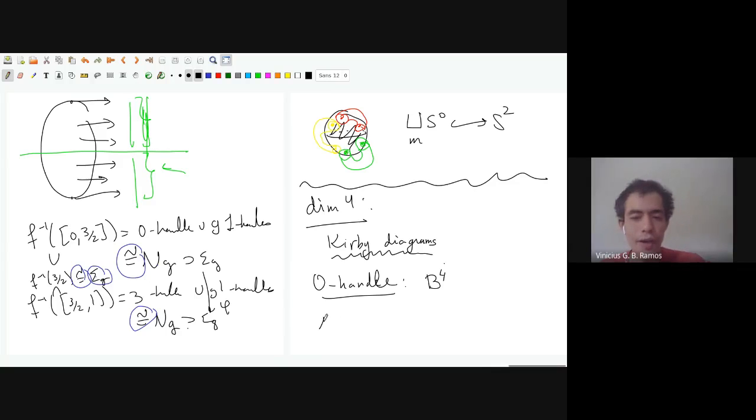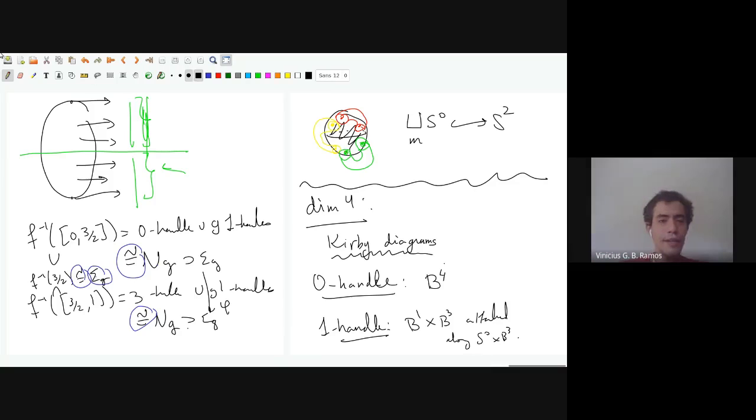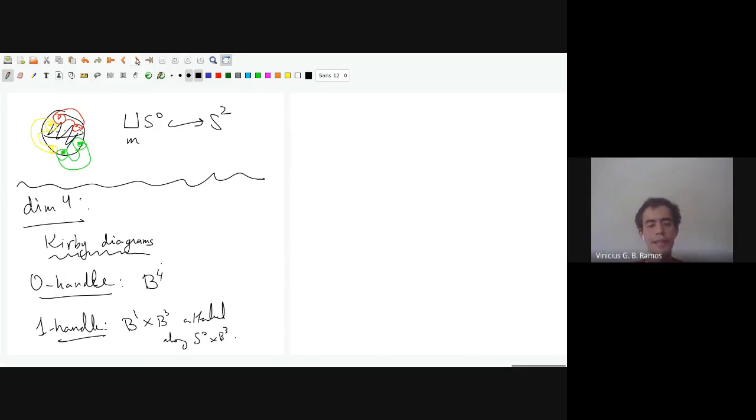So what is a one handle? Well, a one handle is a B1 times a B3 attached along an S0 times a B3. So basically I have to choose 2 points in the boundary of B4. The boundary of B4 is S3, which we can think of as R3 with a point at infinity. So we can take everything to miss the point at infinity and just look at R3. A one handle is just an attachment: I think about 2 points, and then you thicken it to B3.